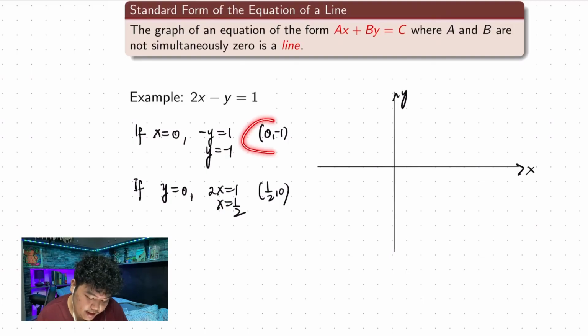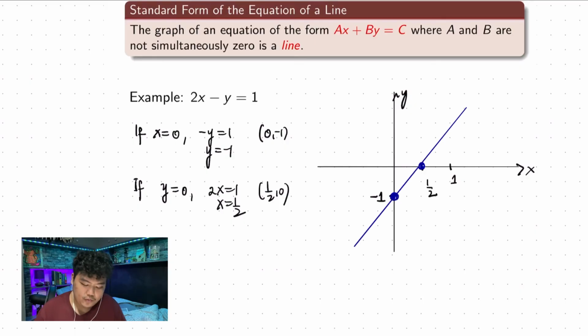This is the y-intercept, -1. So, let's say this is -1. And the x-intercept is 1/2. So, let's say this is 1 unit. This is 1/2 unit. O, tapos, connect the dots. So, itong blue line, yan ang graph nung 2x minus y equal to 1.